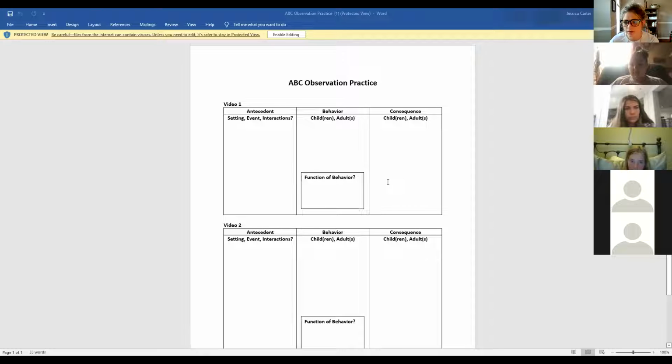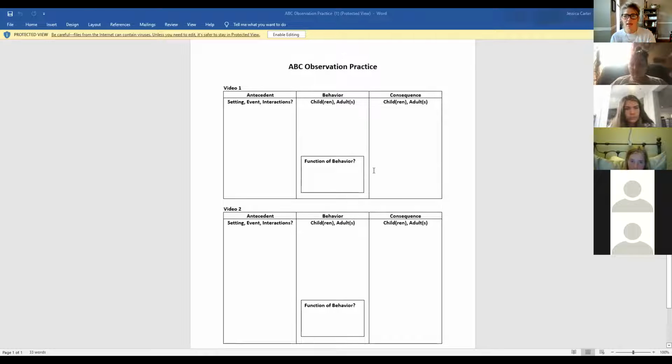So you also have available to you on the course page a Word document that is called ABC Observation Practice Handout. It looks like this as it's opening. Okay, Zoom won't let me share it until it opens. Give me 1 sec.